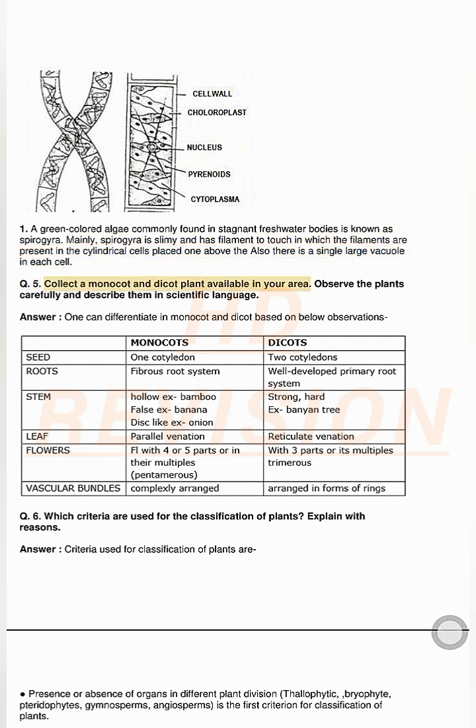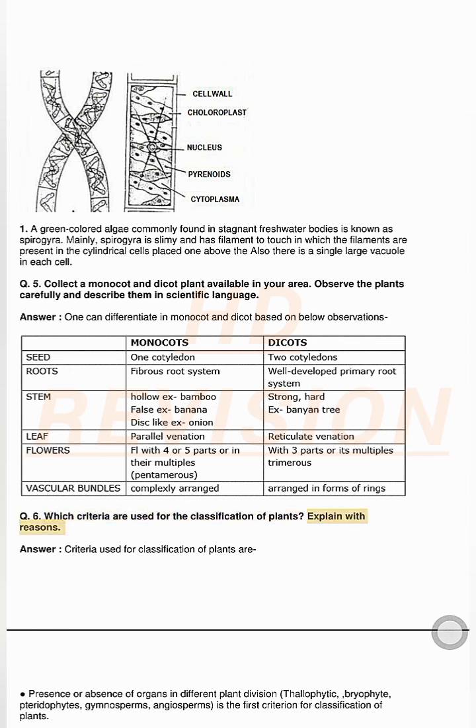Q5. Collect a monocot and dicot plant available in your area. Observe the plants carefully and describe them in scientific language. Answer. One can differentiate monocot and dicot based on the below observations. Q6. Which criteria are used for the classification of plants?